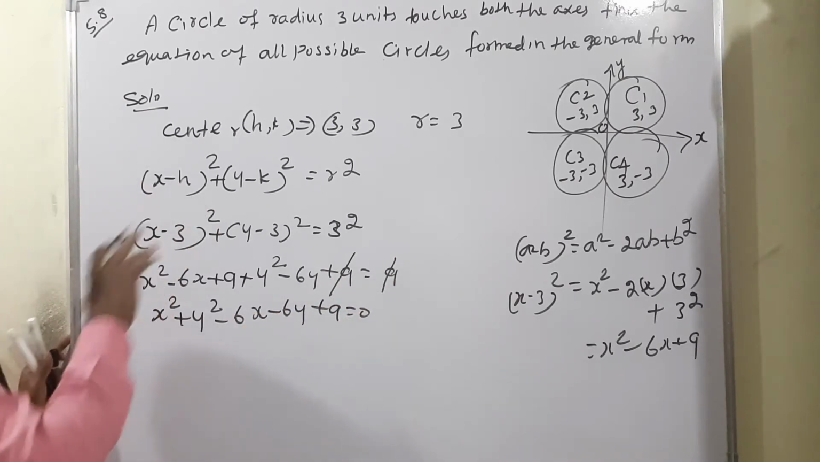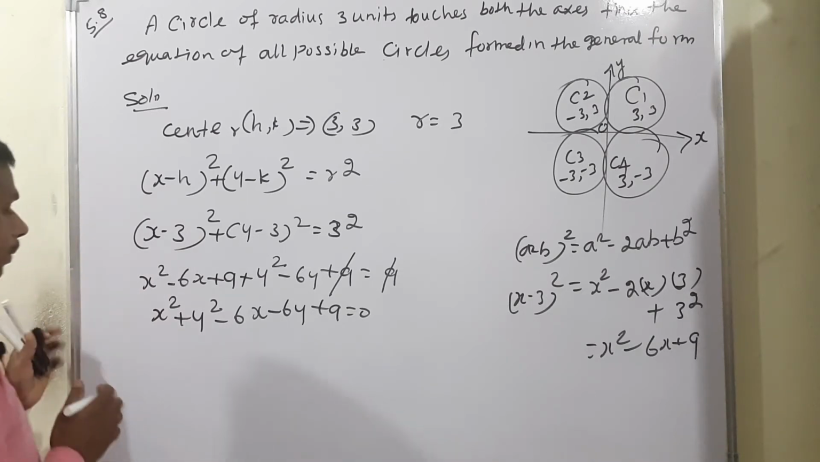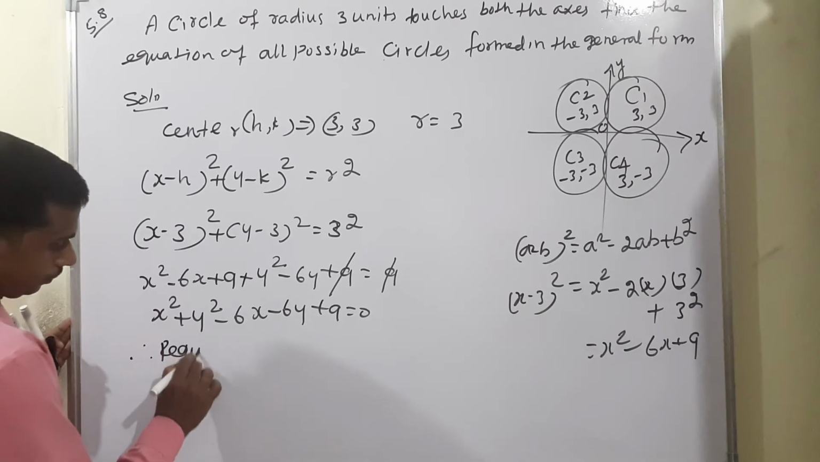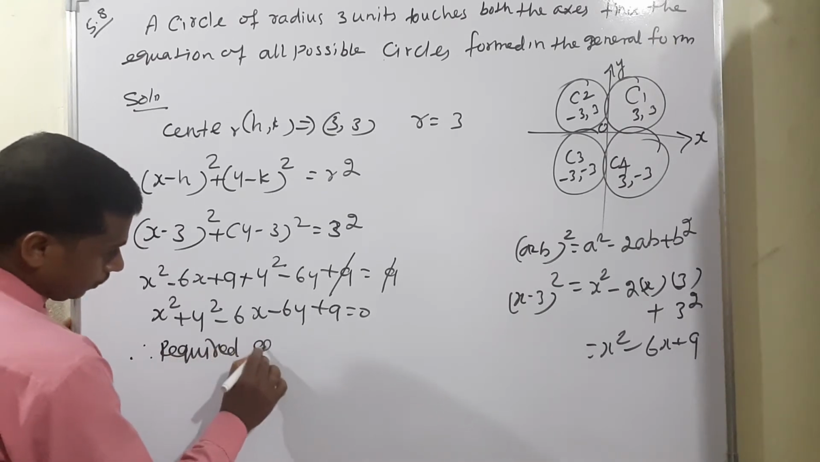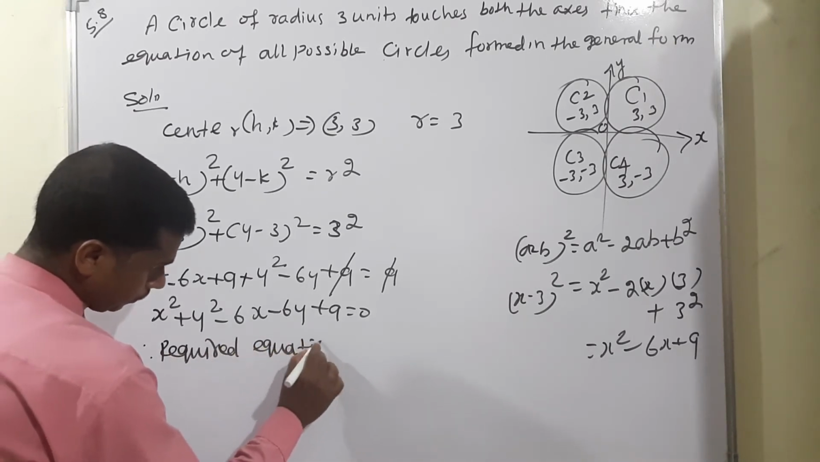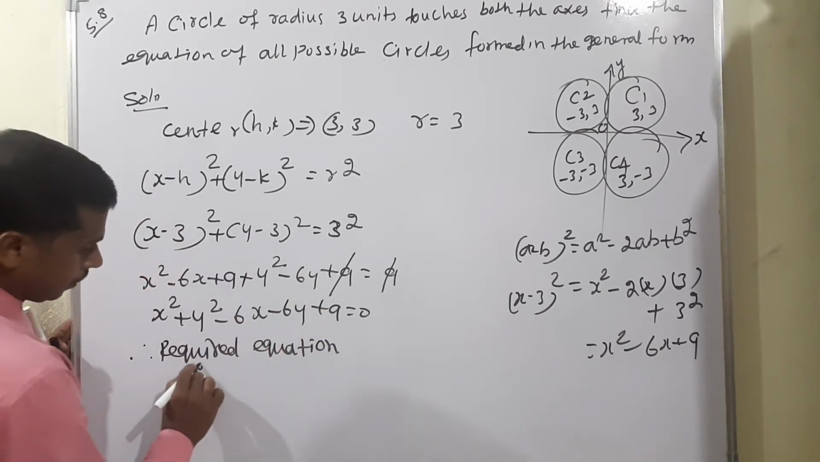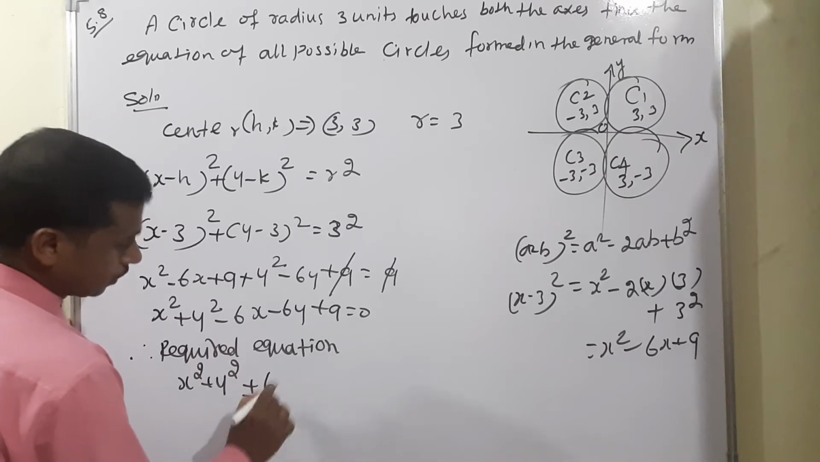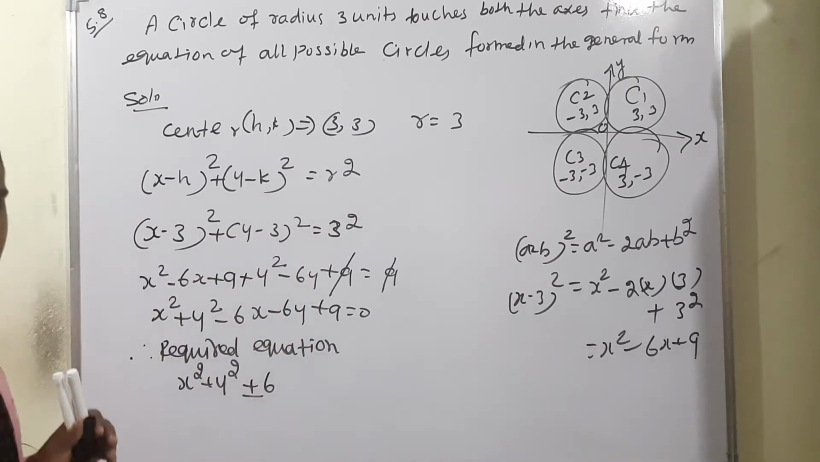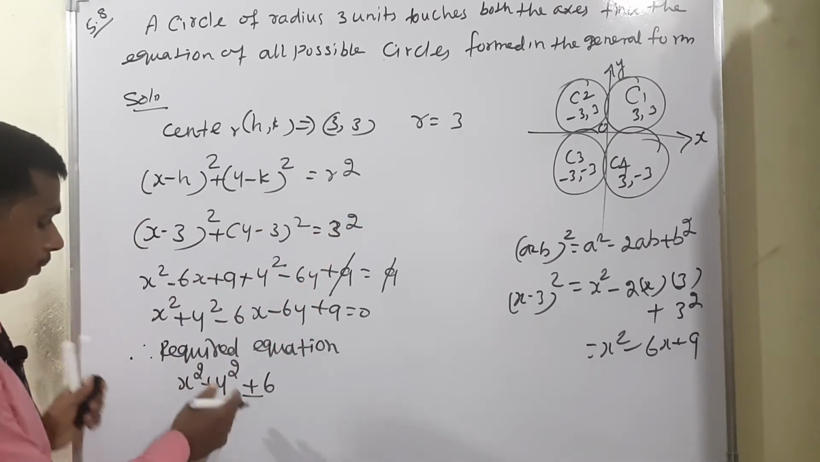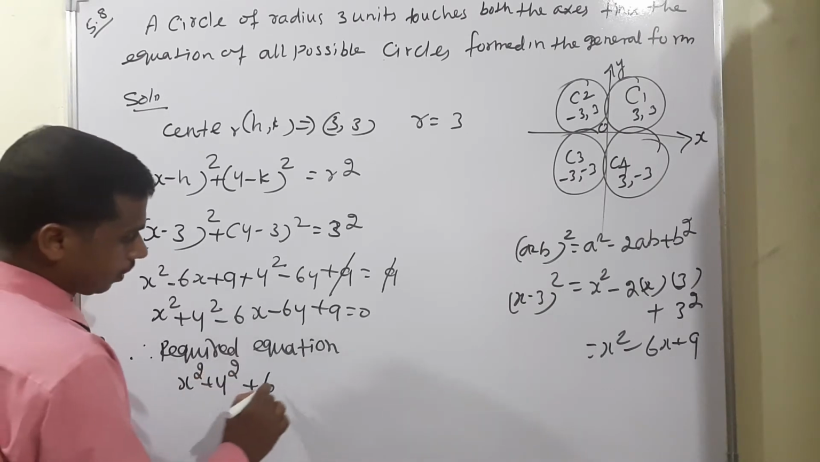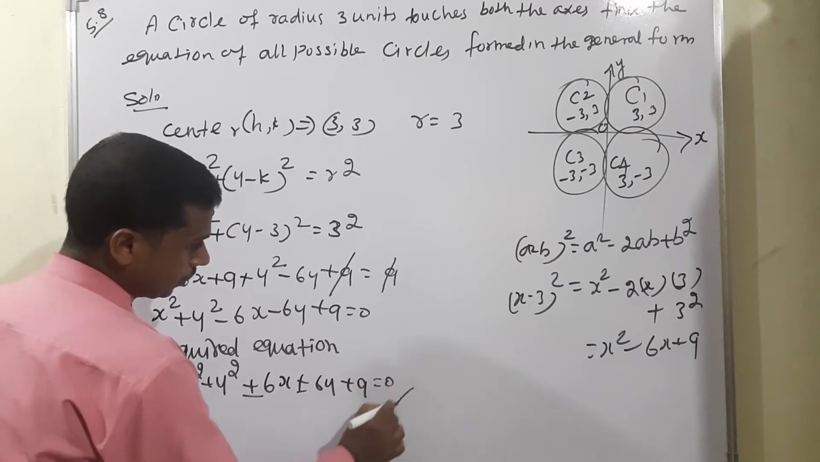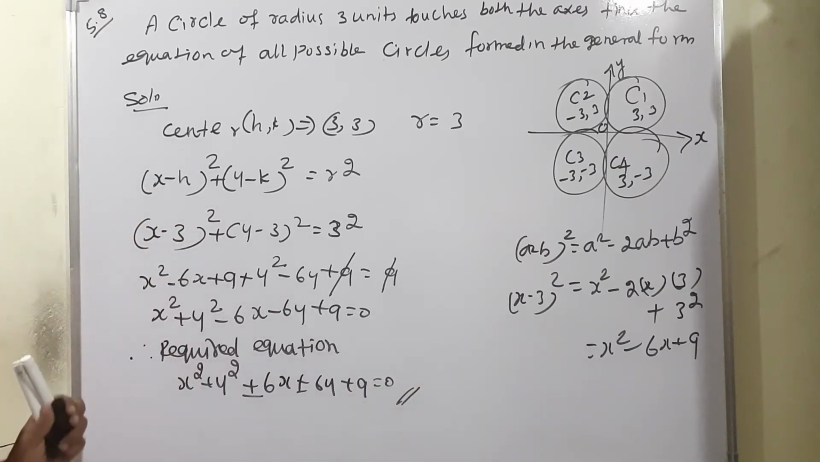But if we have the four circles, then the required equation is x square plus y square, plus or minus 6x, plus or minus 6y, plus 9 is equal to 0, because on both sides the constant value is 3, negative and positive. This is the answer for example 5.8.